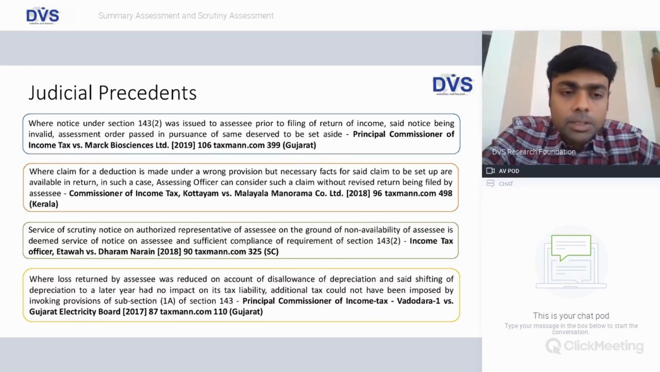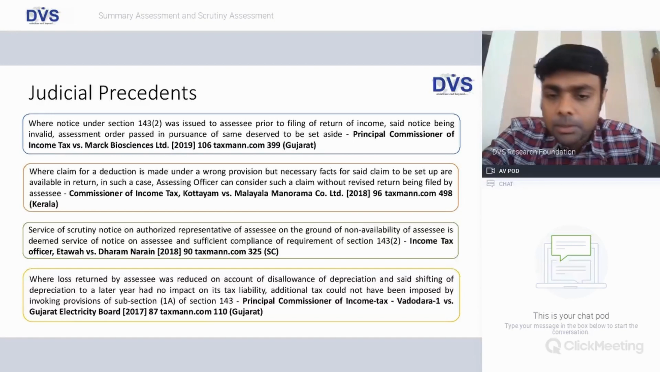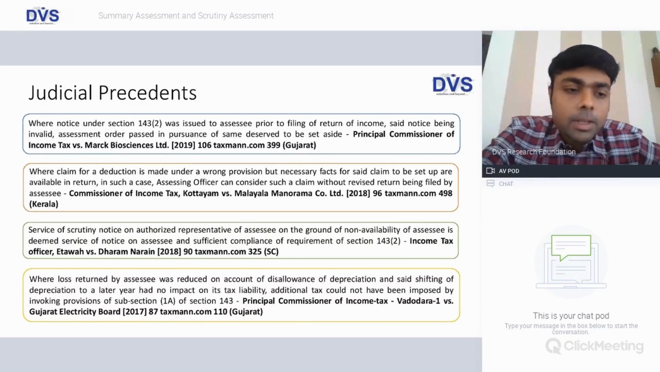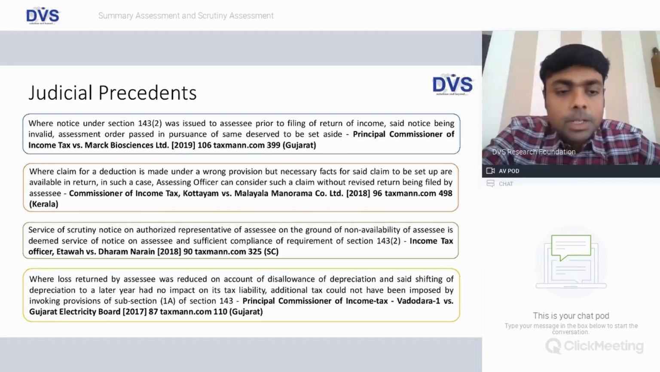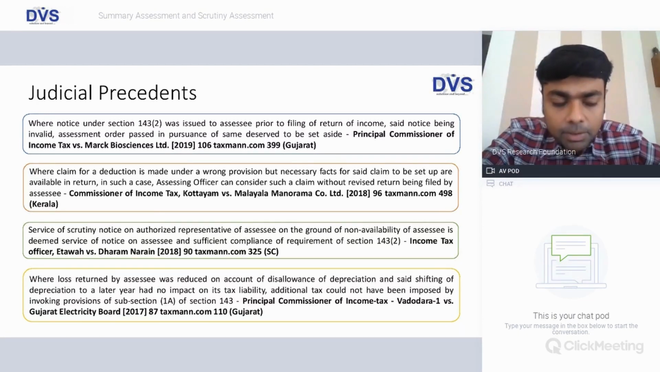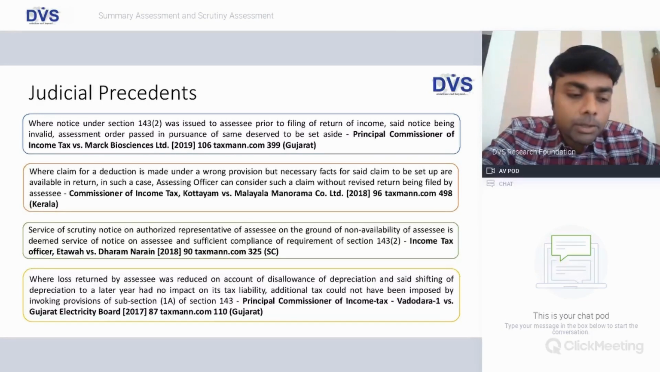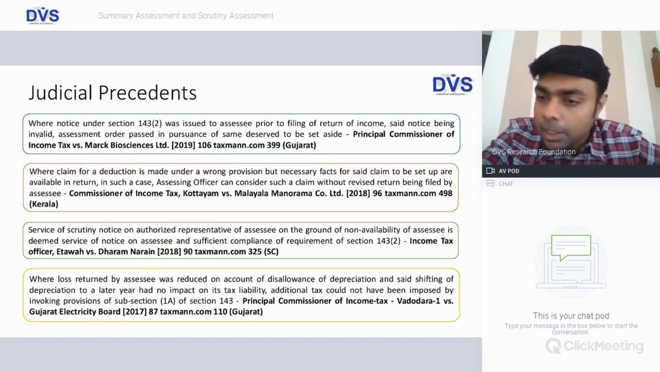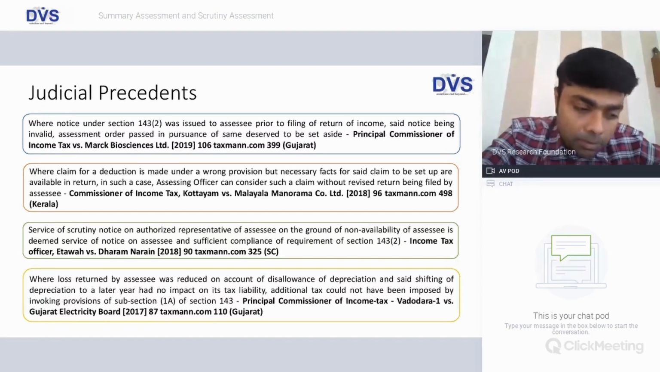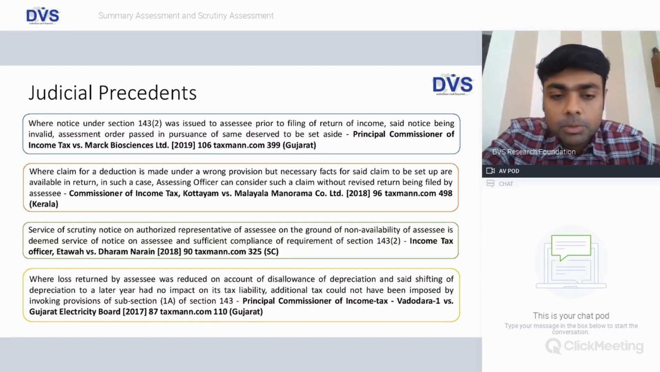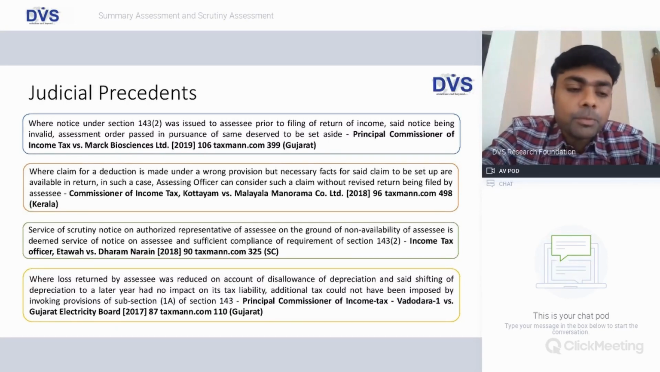Next, service of scrutiny notice on the authorized representative of the assessee, on the ground of non-availability of the assessee, is deemed service of notice on the assessee and sufficient compliance of 143(2). See, what typically happens is where the assessee is not available, is consistently traveling for official or personal reasons, or to avoid collection of notice, the authorized representative collects the notice. That is deemed to be adequate service of notice, and the assessee cannot come back and say the notice has not been served to me, and since the time limit under 143(2) has lapsed, you do not have an option to proceed with the assessment under 143(3).